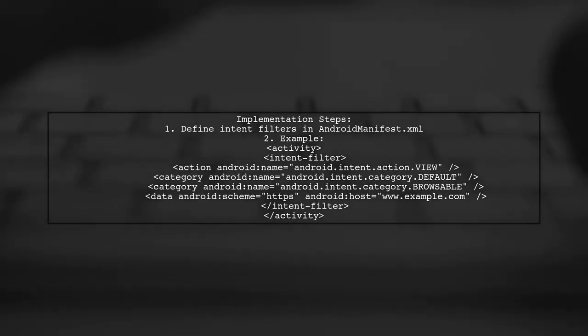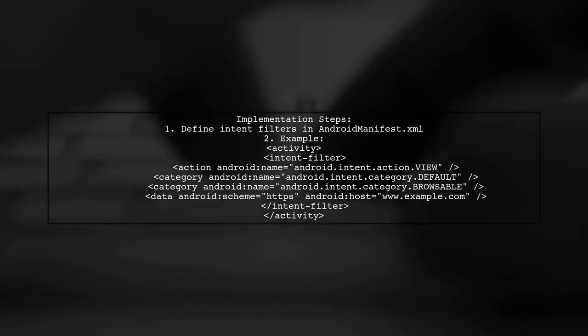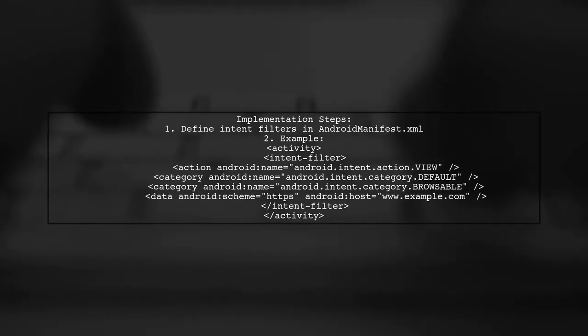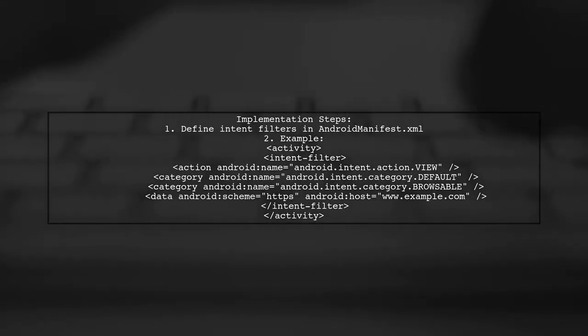To implement app links, you need to define your intent filters in the Android manifest XML file for both apps. This allows the system to recognize the links and direct users accordingly.